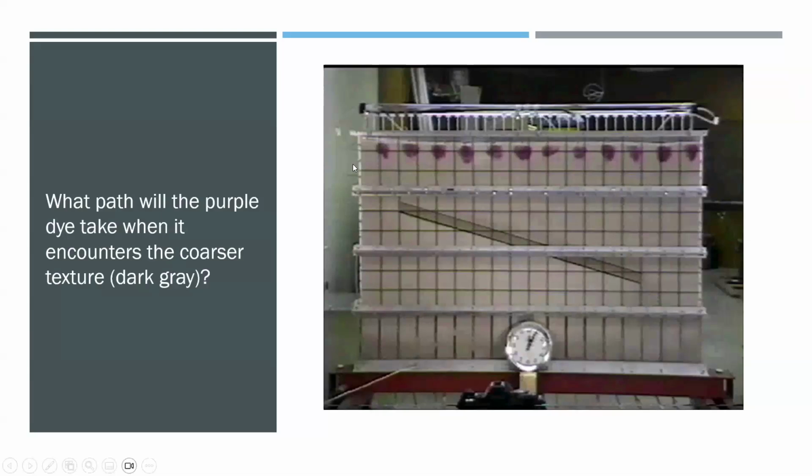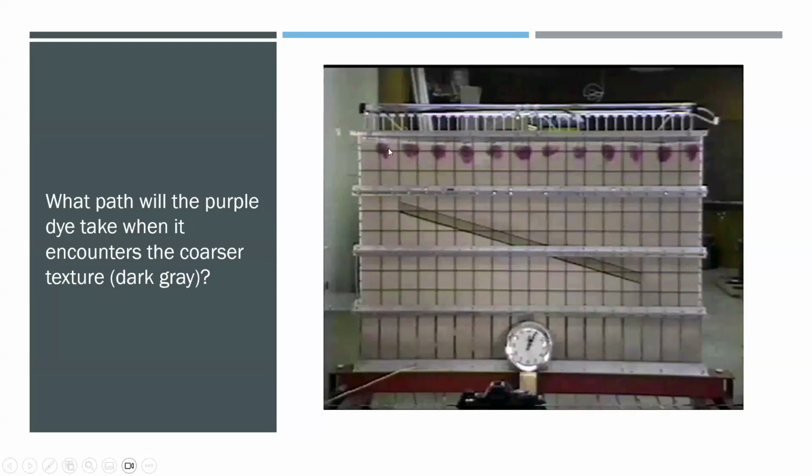So here is a question. We have pieces of plexiglass here, and we have grid lines painted. This tan stuff is sand. And this diagonal bar, dipping down, is a coarser material, coarser sand. And we have purple dye that's going to be added to the top. So this is going to inject purple dye into here.